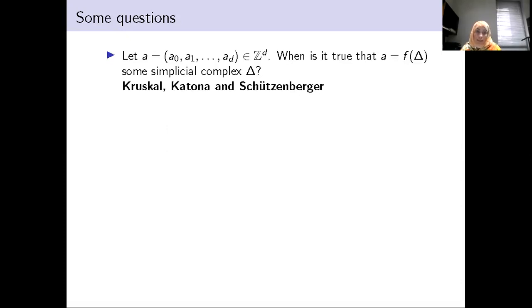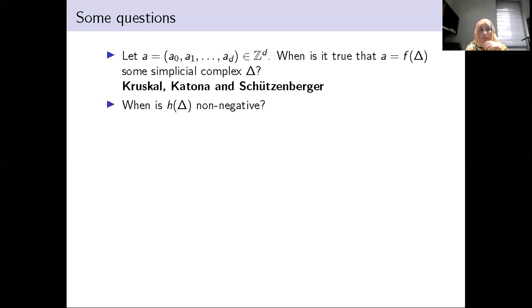This was answered by Rees, Kruskal, Katona, and Schützenberger. They answered this question separately, and they gave the answer in terms of some inequality or relation between these a_i's. So I'm not giving that detail here. And then you can ask another question: when is this h vector non-negative? Because you have seen in some examples that it is not always non-negative.